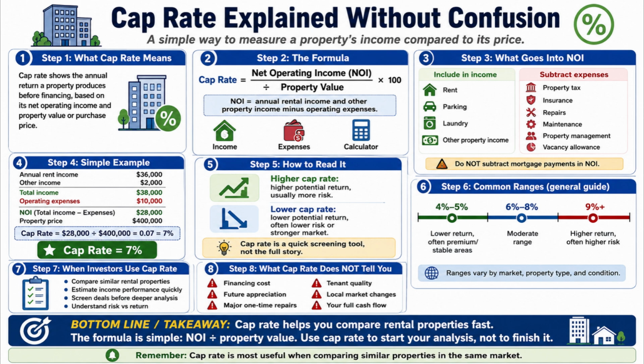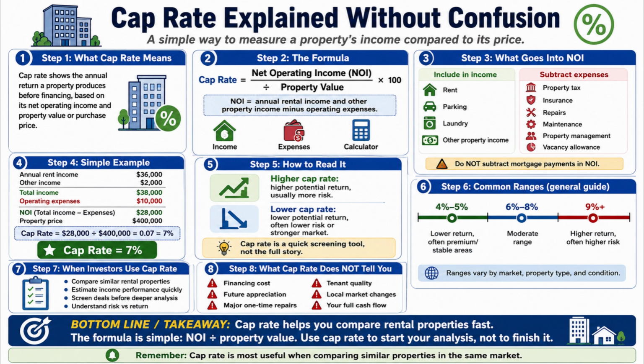After that, it is important to know what goes into NOI. Income may include rent, parking fees, laundry income, and other property income. Then, you subtract operating expenses such as property tax, insurance, repairs, maintenance, property management, and vacancy allowance. However, you should not subtract mortgage payments when calculating NOI, because cap rate measures the property's performance before financing.